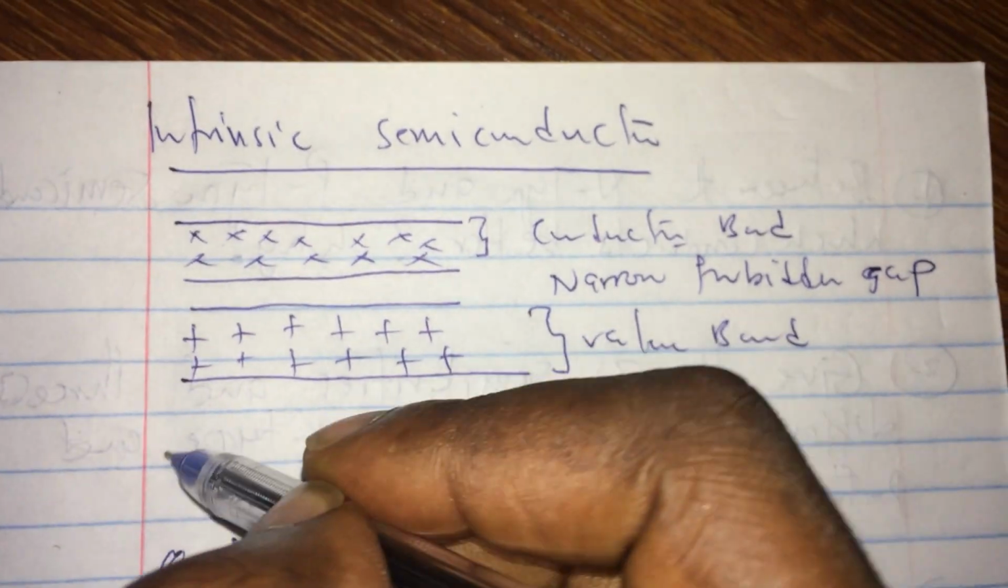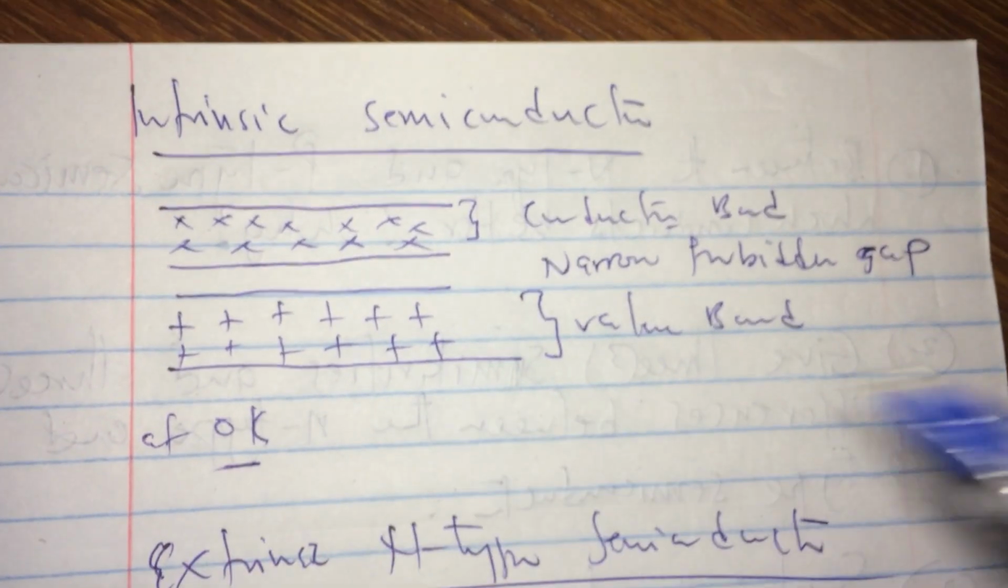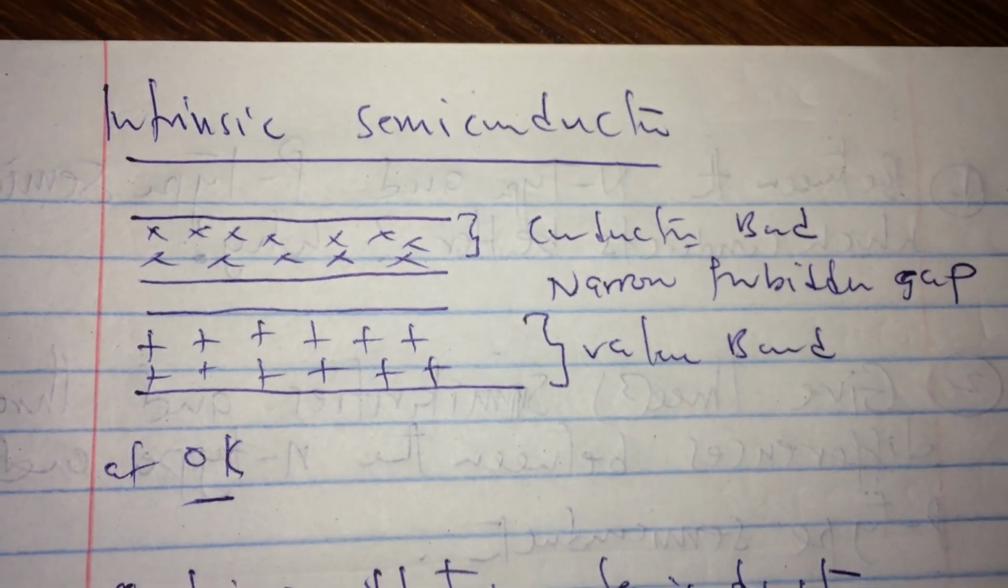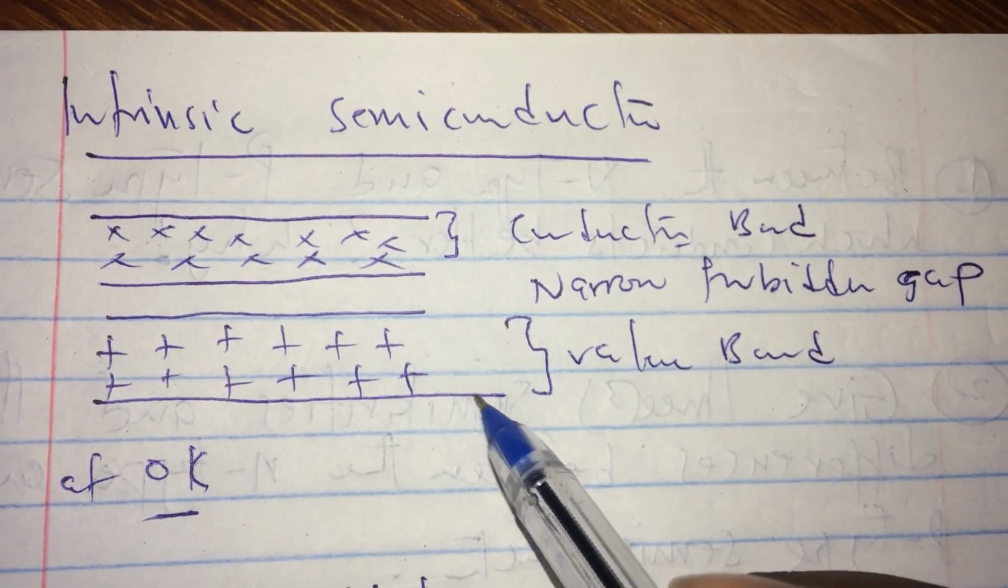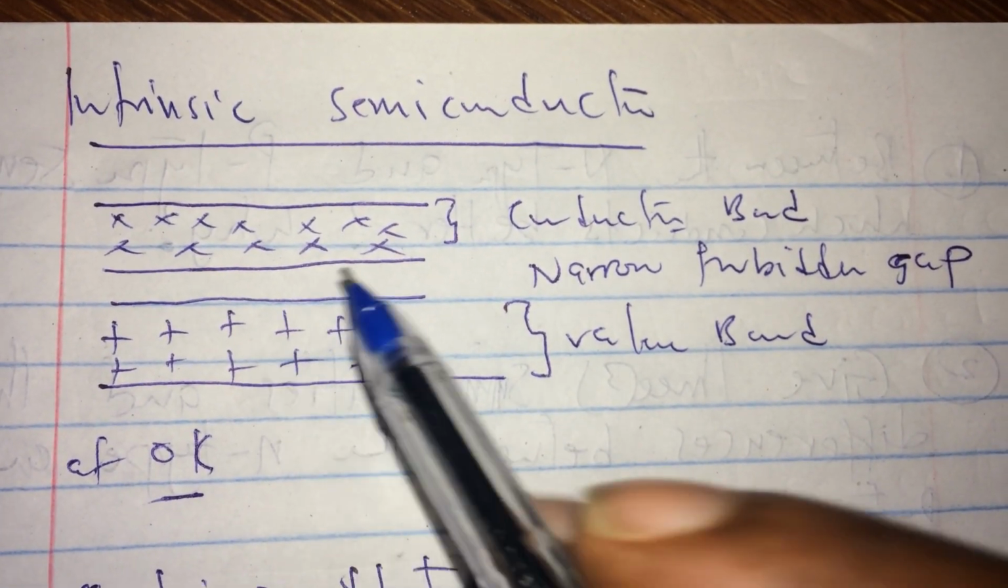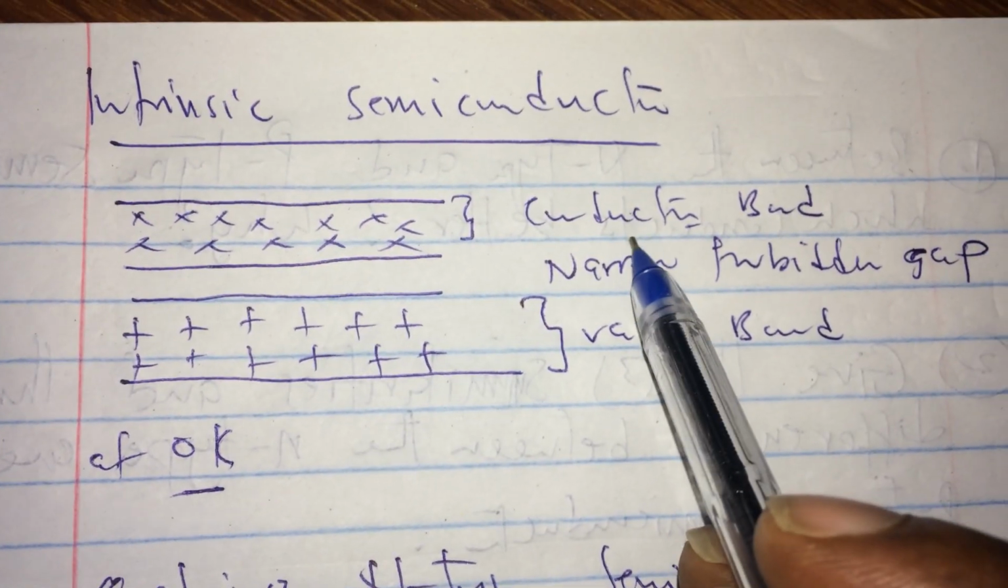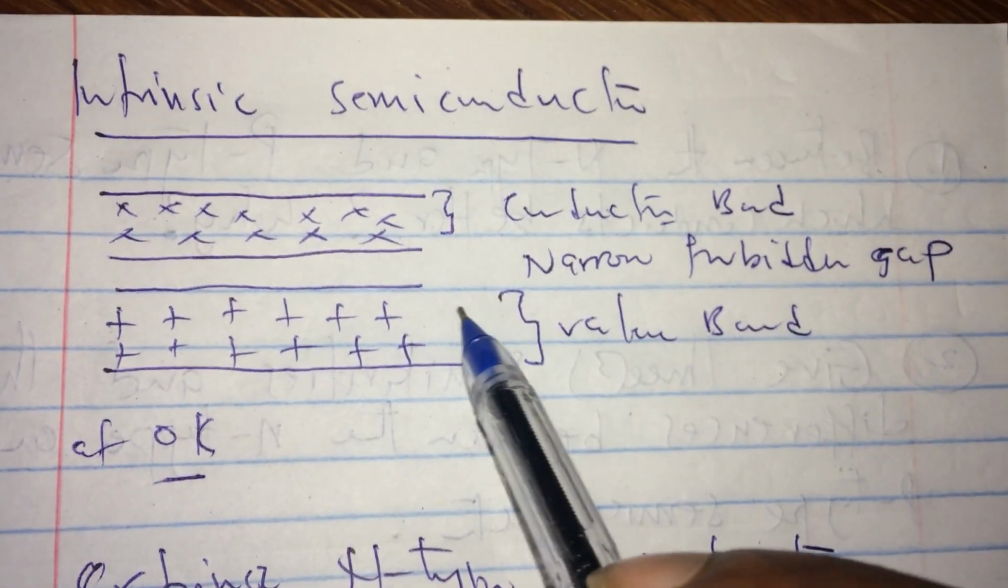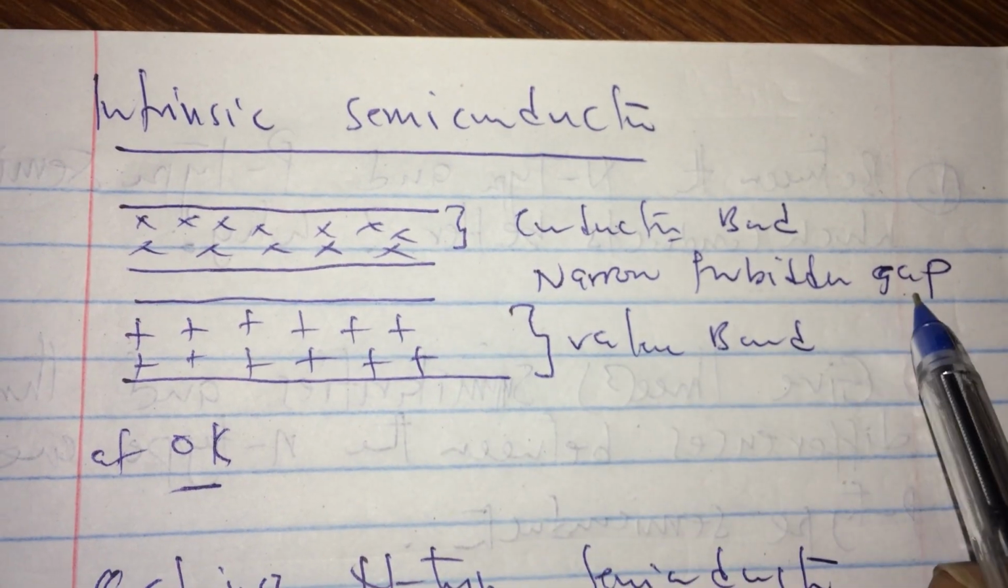Now, at 0 Kelvin, this is how it looks. There is a valence band which is completely filled with electrons, and there is a conduction band which is totally empty, but it has a very narrow forbidden gap.